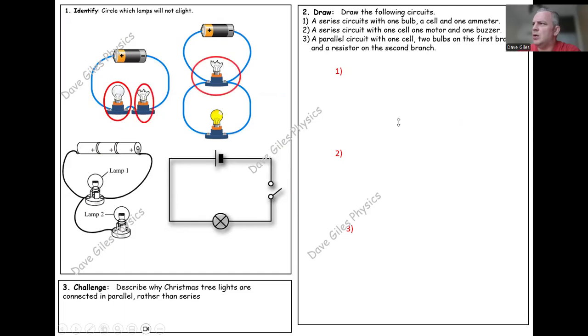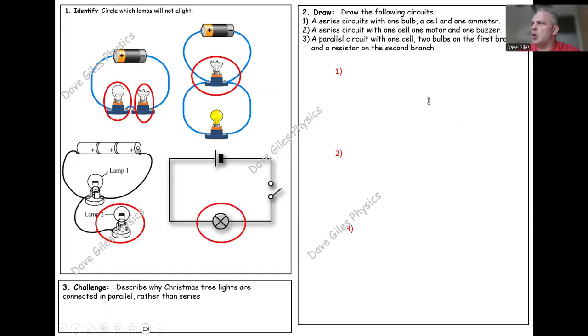Okay, so circuit one, I'm circling the bulbs that won't light up. It is this one and this one because they're in series. In parallel, only that one won't light up. This circuit, that won't light up. And this one here, the switch is open, so it will not light up.